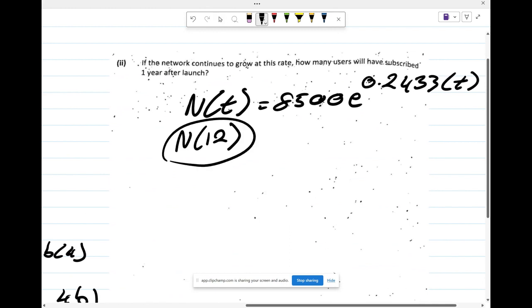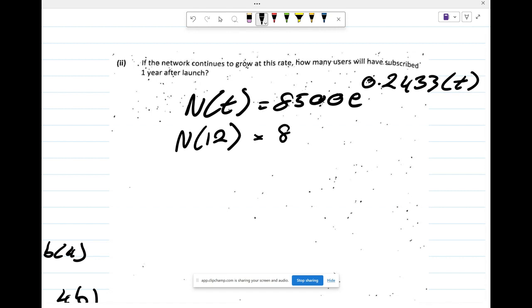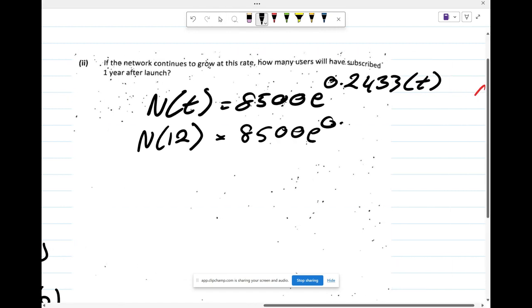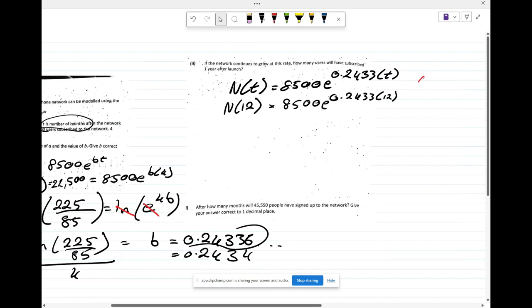N of 12. And that's going to be 8,500 e to the power of 0.2433 times 12. And plug that into your calculator and you'll get some answer. And that is the whole question done.